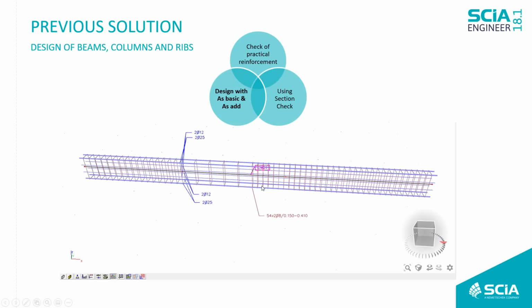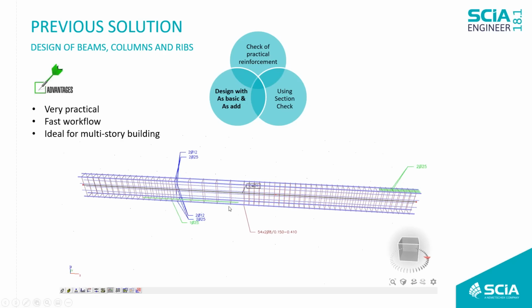And then SCIA make another option for you, which is designing based on basic amount of reinforcement, putting a basic amount everywhere, and then calculating the additional amount of reinforcement, which is a very fast workflow, ideal for multi-story building. Those are the main three workflows that the majority of our clients are using today in SCIA Engineer.